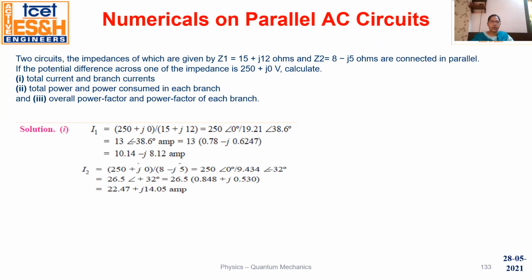Now, this question is again for a parallel circuit. Two circuits, the impedances of which are given by Z1 equal to 15 plus j12 ohm and Z2 equal to 8 minus j5 ohm, are connected in parallel. If the potential difference across one of the impedances is 250, then calculate first, the total current and branch currents. Second, the total power and power consumed in each branch. Third, the overall power factor and the power factor of each branch.